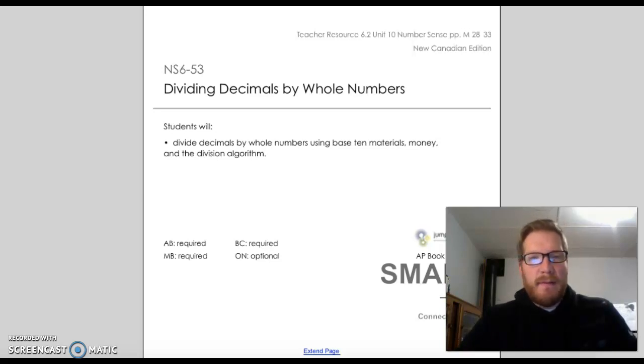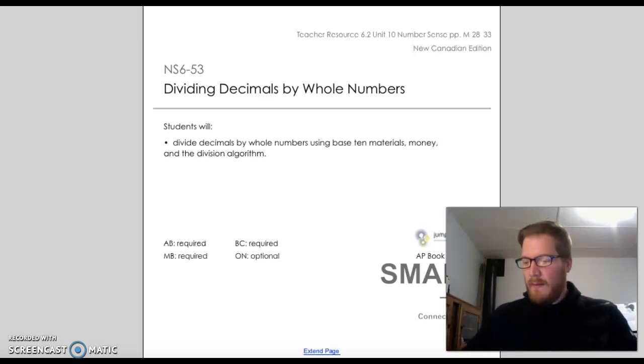We're going to look at a new lesson today called Dividing Decimals by Whole Numbers. By the end, you should be able to divide decimals by whole numbers using base 10 materials, money, and then the division algorithm. And algorithm is just a fancy way to say the long division method that we're hopefully relatively familiar with.